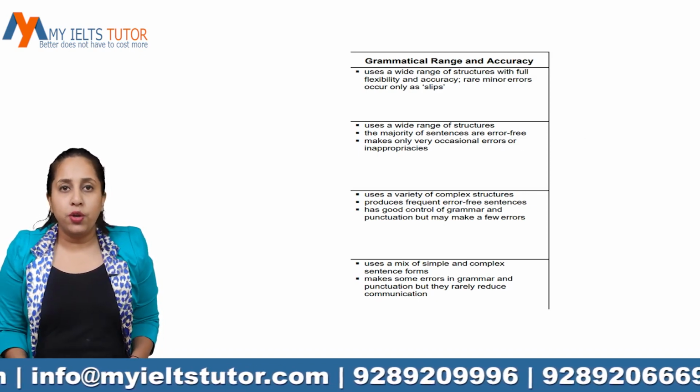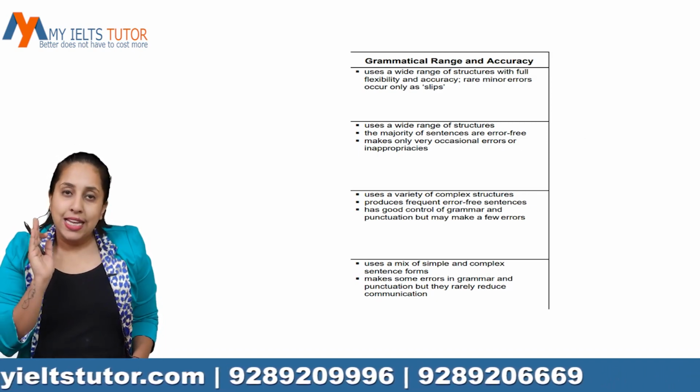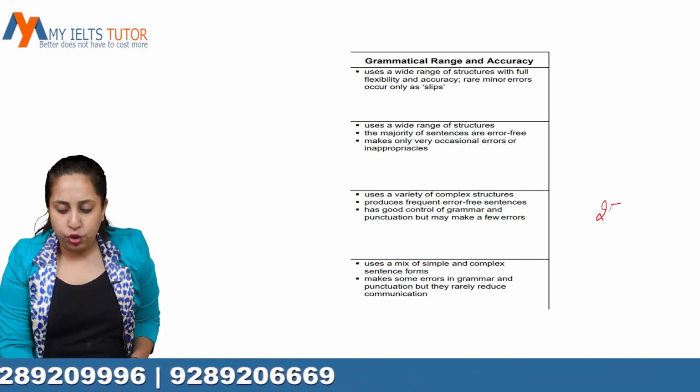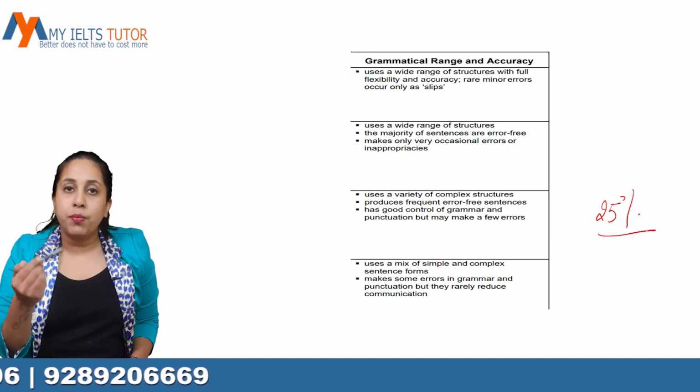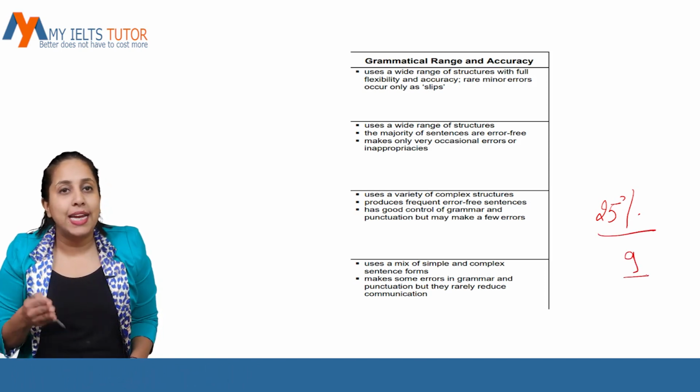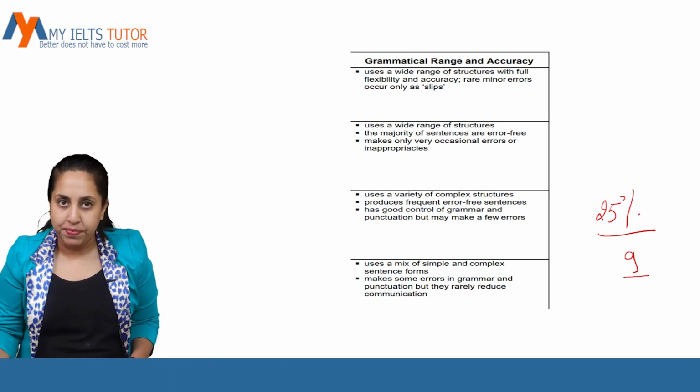Now, if I talk about grammatical range and accuracy, like the other 3 criteria, this also constitutes 25% of your total bands. It means आपको ग्रामर में से भी आउट ऑफ 9 बैंड्स मिलेंगे, जैसे कि आपको बाकी के 3 क्राइटेरियाज में से बैंड्स मिलते हैं.